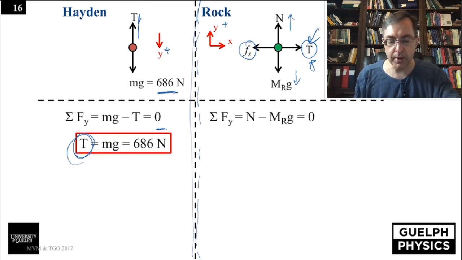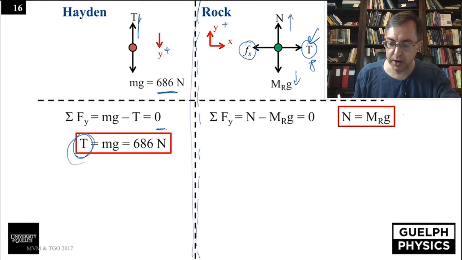In the rock problem, I can solve in the y direction and in the x direction. In the y direction, the sum of the forces is 0 because there's no acceleration in y. So the positive normal force minus gravity, which acts downwards, is 0. So the normal force is just given by the mass of the rock times gravity.